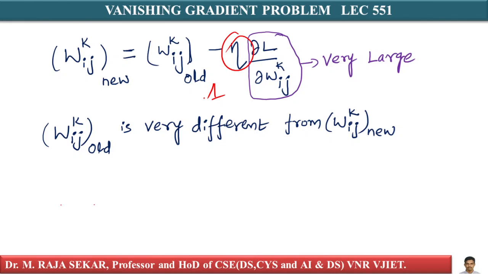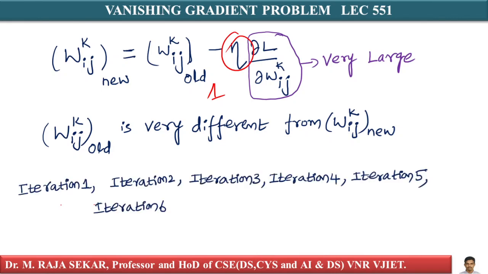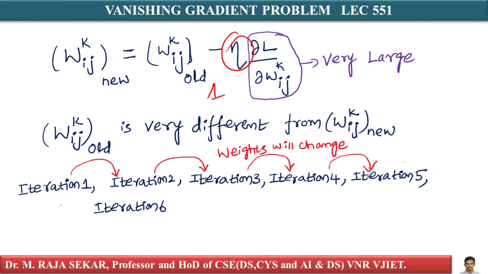Let's assume I am running iteration 1, 2, 3, 4, and so on. What happens is, from one iteration to the other, my weights will change massively. Ideally, the difference between Wkij new and Wkij old will keep shrinking and converge to a solution.